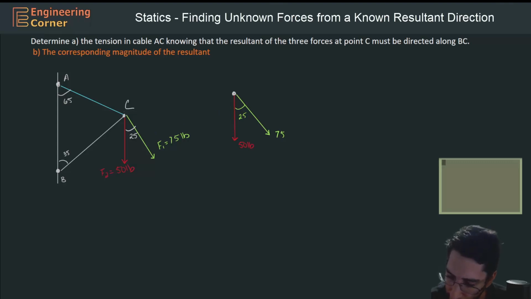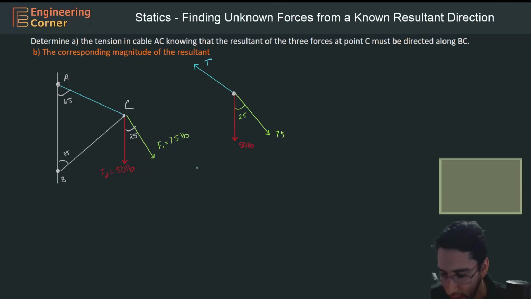Okay. My cable, which is AC, is a tension. And we always know a tension is going to point away from the point we're looking at. So that's how tension works. Because it's a rope, even if it didn't say tension, if we want a force in it, we're going to point it away from, in this case, point C. So we're going to call this T.